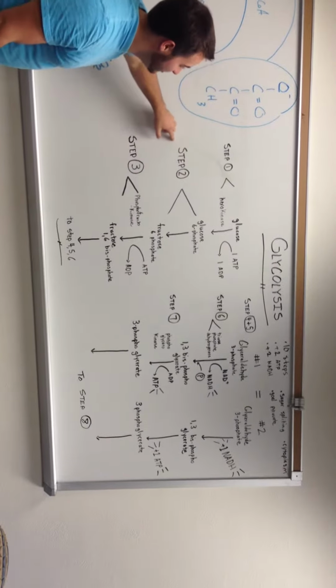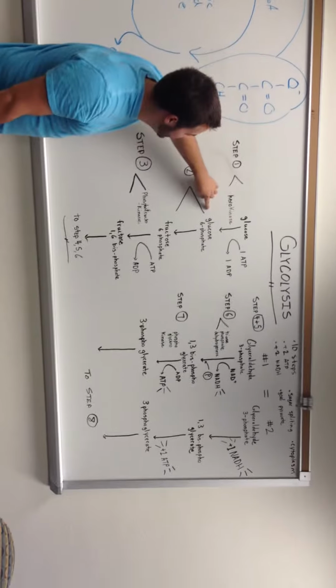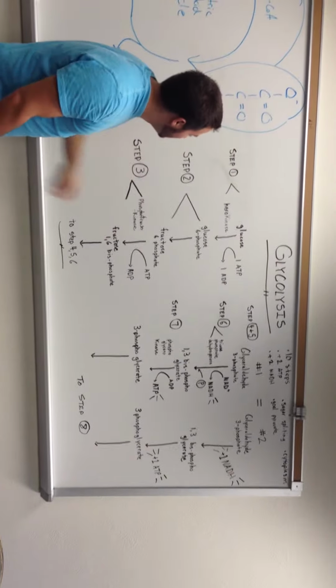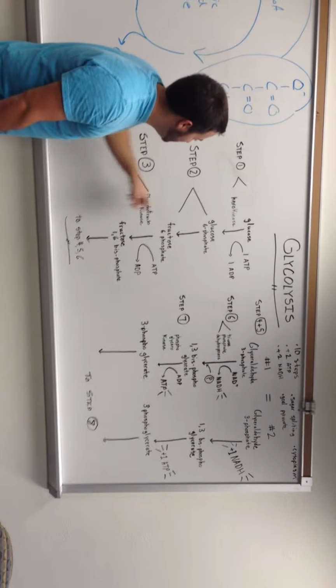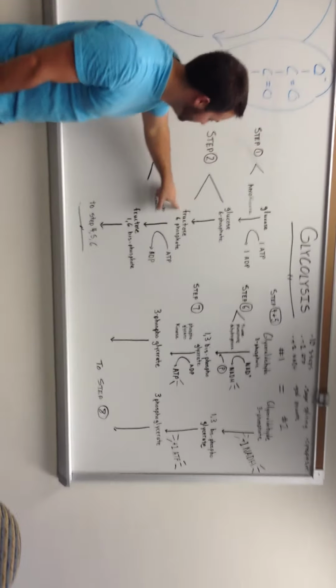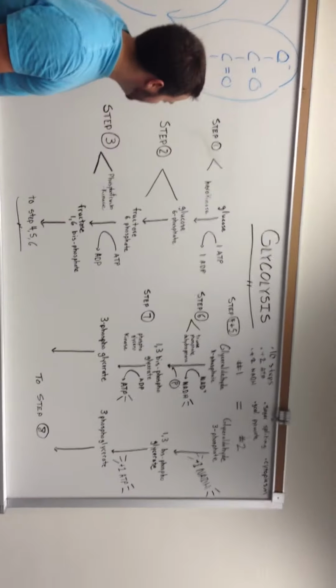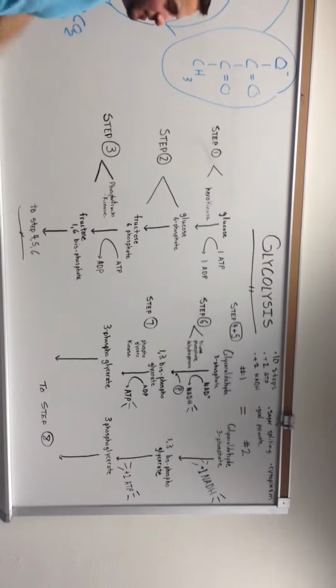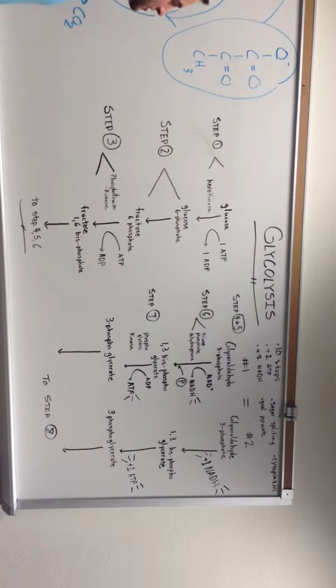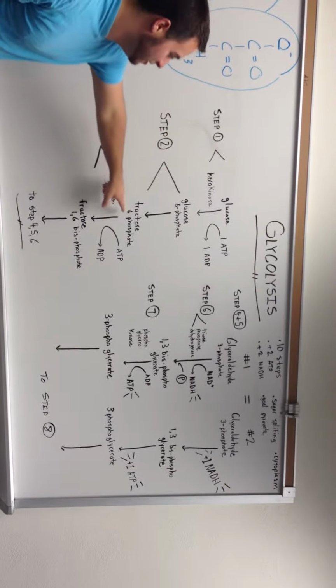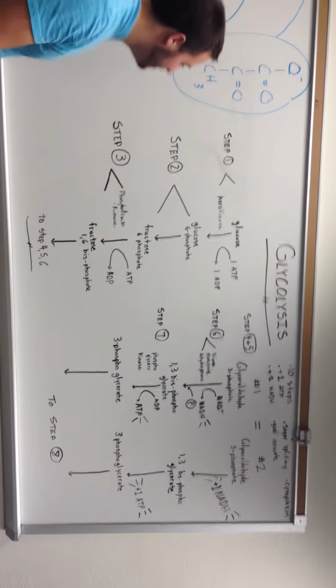In step 2, you start with that same glucose 6-phosphate. You have a phosphate attached to it, and it becomes fructose 6-phosphate, which how it becomes is irrelevant. It just becomes fructose, which is important. But you still notice it still says phosphate. You still have that phosphate on it.